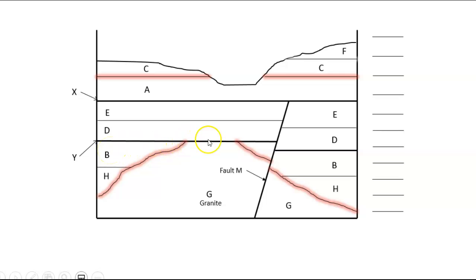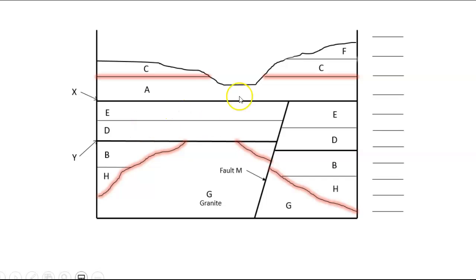Now this little stuff spilling over is just an artifact of PowerPoint. There's supposed to be no baked zone in D. And so here there's no bake zone. That means D didn't exist when this molten blob of granite oozed in. So my order would have to be that H was here first, then B, then this granite oozed in.